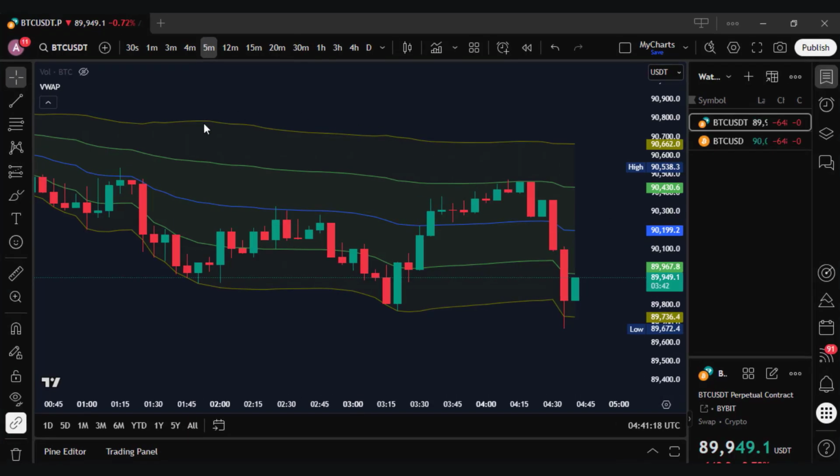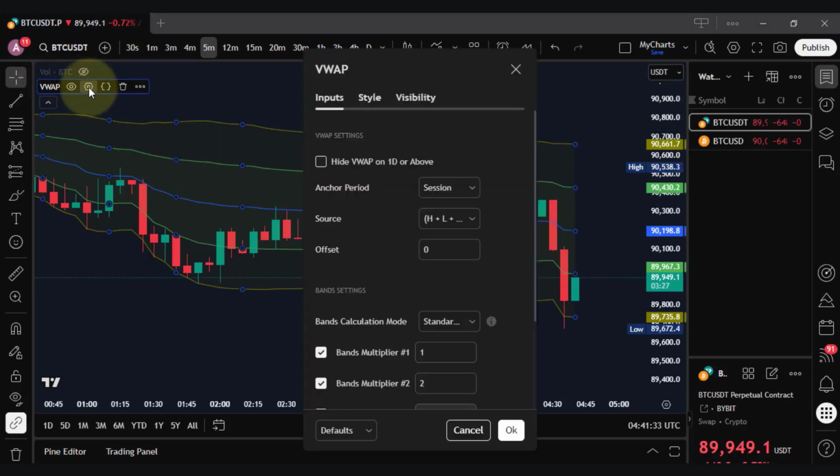The extra lines above and below VWAP are standard deviation bands. You can think of them as normal distance zones. When price reaches far outside these bands, it often snaps back towards VWAP, like a rubber band being stretched too far. For our strategy, we don't need these bands, so let's click the settings icon and uncheck both bands and the band fills.